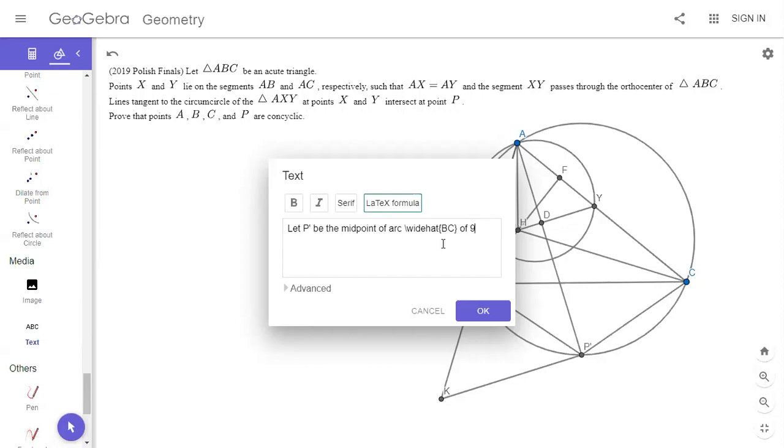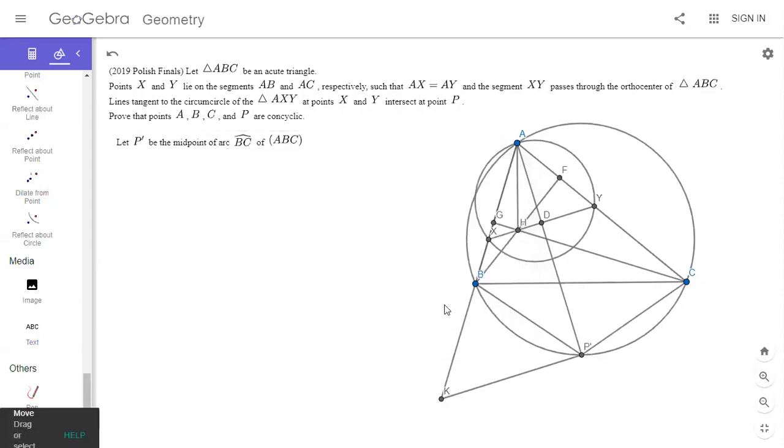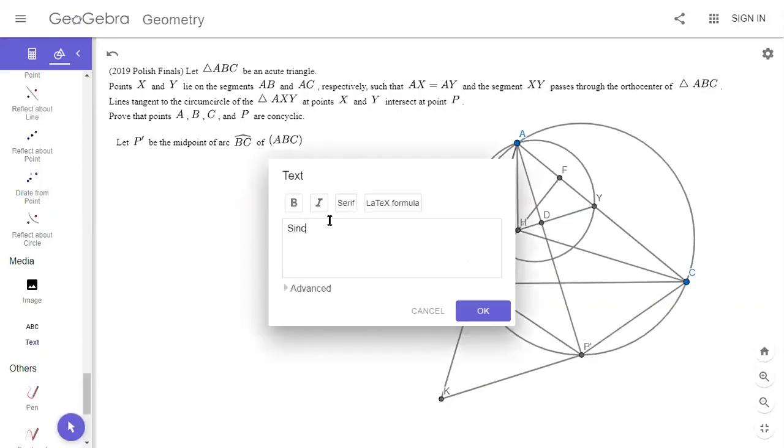Okay, so P prime is the midpoint of arc BC, and we want to show that P prime is equal to P. Now I'm going to say, since triangle AXY is isosceles, and P prime lies on the angle bisector of A, by symmetry, P prime X is equal to P prime Y.